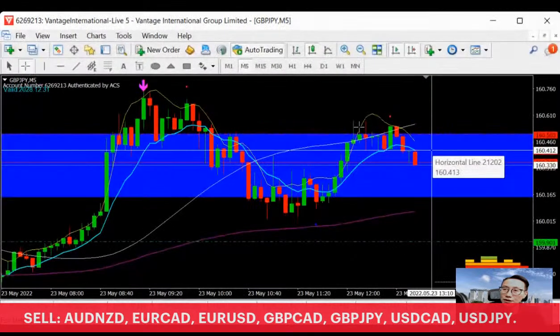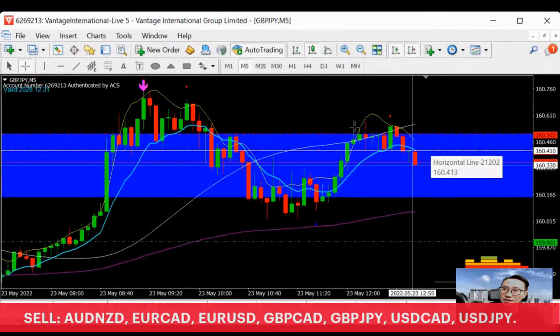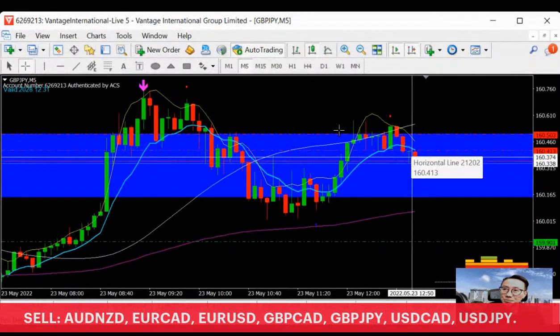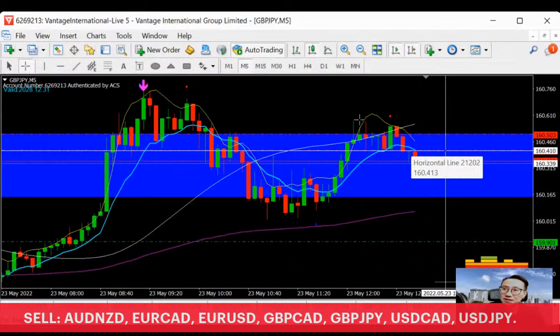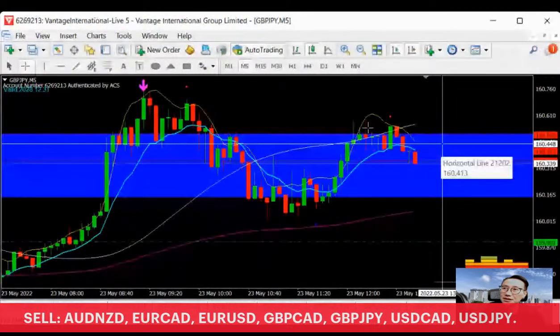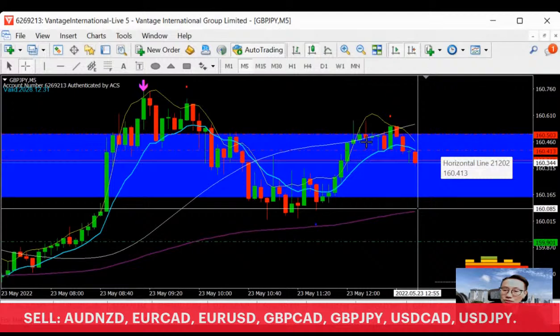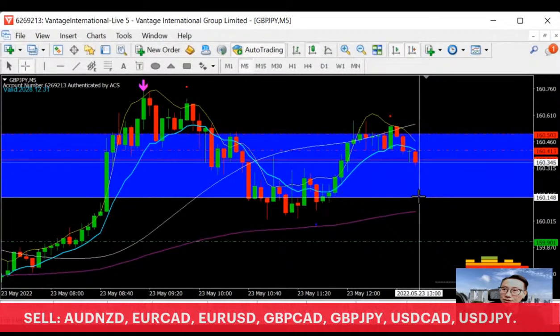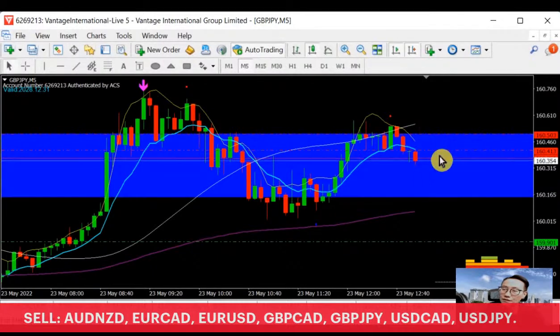Then the selling candle. This is a selling signal. Okay, selling signal. So from here until here, about 20 to 25 is possible. Yes, 20 to 25 is possible over here. It depends on where you entered.